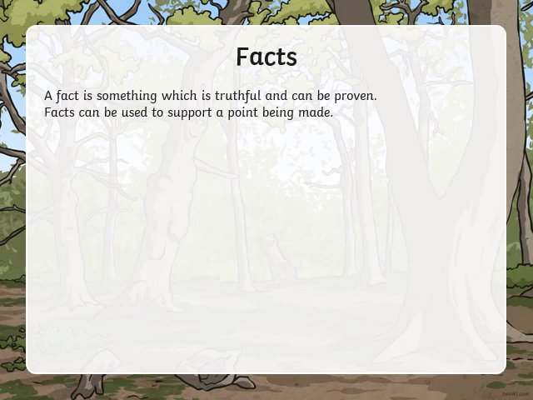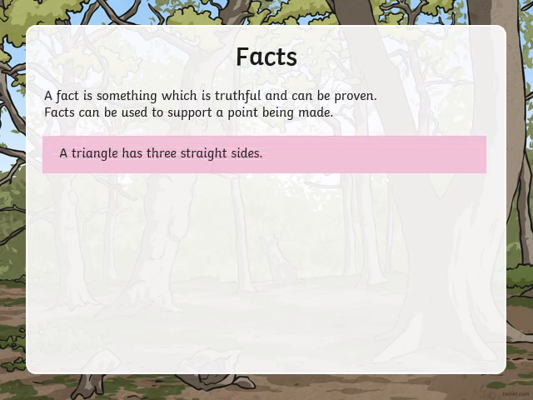Facts. It's very important to put facts and opinions in your persuasive writing so it will be perfect. A fact is something which is truthful and can be proven. Facts can be used to support a point being made. For example, a triangle has three straight sides. Is this a fact or opinion?